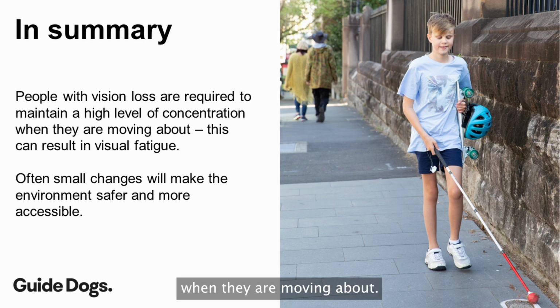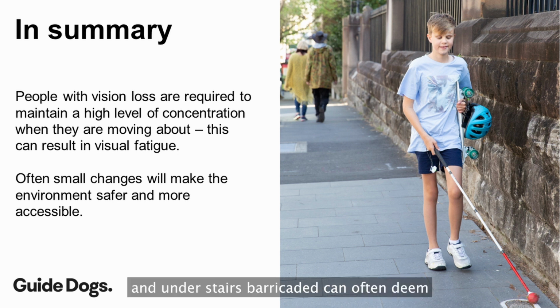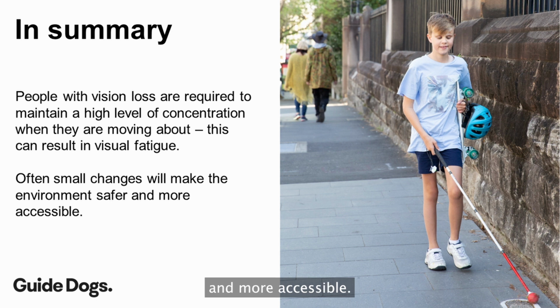In summary, people with vision loss are required to maintain a high level of concentration when they are moving about. This can result in visual fatigue. The combination of visual fatigue and the need for concentration can be cognitively draining. Often small changes of behaviour, that is, doors kept fully open or fully closed, corridors kept clear of hazards, and understairs barricaded, can often deem the environment safer and more accessible.